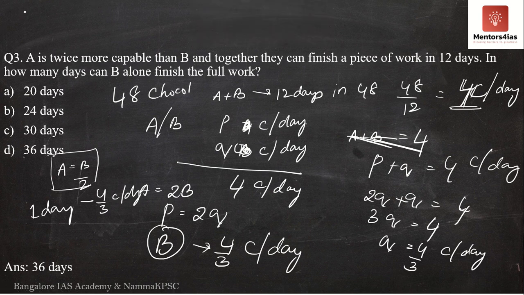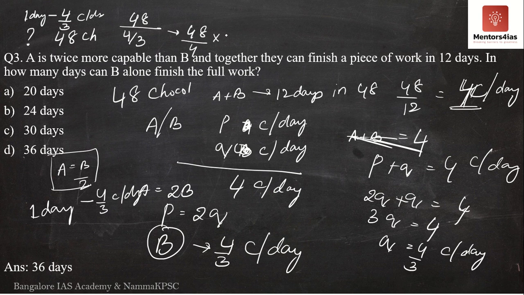Now, what is it saying? In one day, B can eat how many chocolates? 4 by 3 chocolates per day. Correct? So, in how many days can he eat 48 chocolates? That is the question. So, now what will I do? I'll take 48 to the other side. 48 into 1 divided by 4 by 3. So, I take 3 to the other side. What do I get? I get 48 divided by 4 into 3. So, 12 4s are 48, 12 3s are 36. So, again the answer is 36.